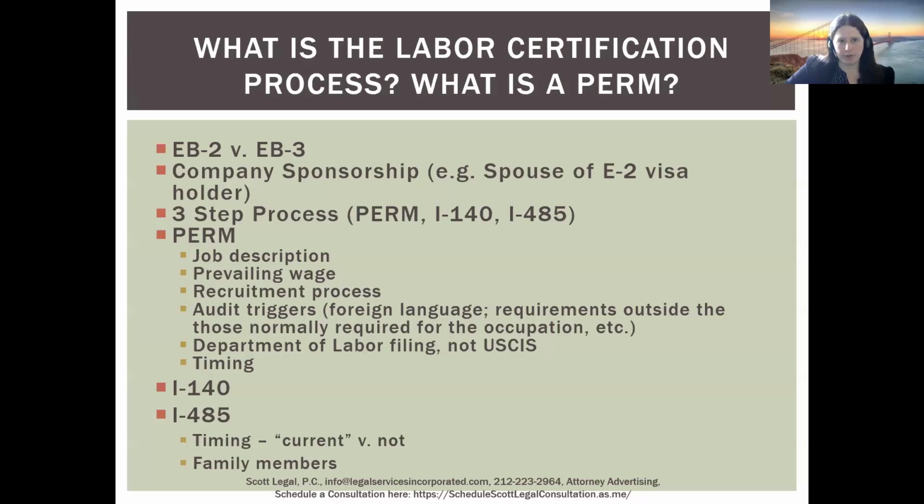You also want to consider family members, right? So your spouse and any unmarried children under 21 are able to join as derivatives on your green card application. If you have children who are getting older, you think they may want green cards, and you're concerned about them aging out of eligibility, it's always good to start sooner.